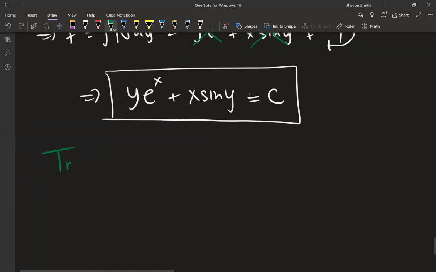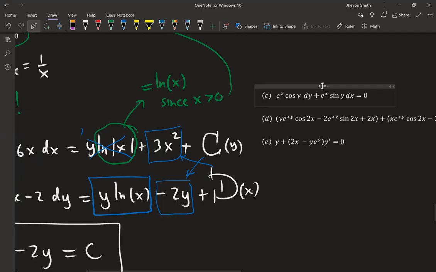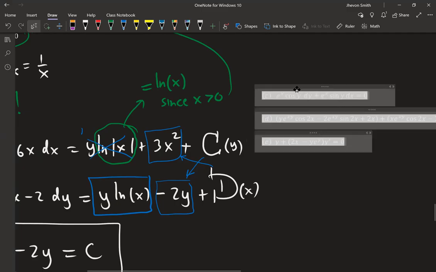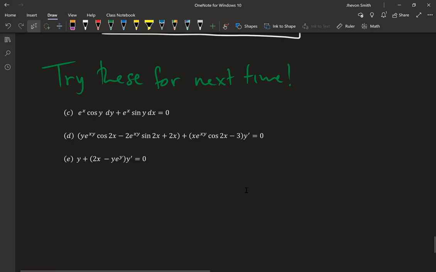So we're going to wrap up there, but what I do want you to do is try these for next time. I'm going to leave these examples with you, and actually work on them. And we will pick up next time. Next time, we're going to learn how to use integrating factors with exact differential equations. You're going to realize that there are sometimes situations where you have something that's not really exact, but you're able to multiply it through by an integrating factor to make it exact. So we'll actually deal with that next time as well.